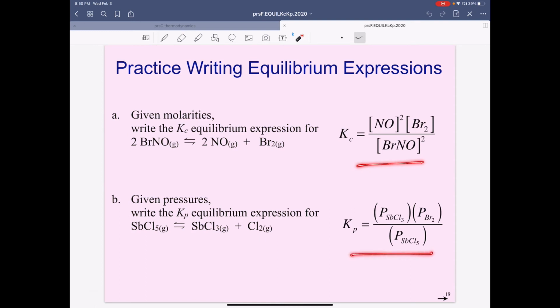Hopefully you're able to produce these. Again, paying attention to parentheses for a Kp. It would be fine to leave the P off and just put the chemical inside the parentheses, but you would not ever want to use square brackets if you're talking about Kp. We want to be with parentheses.